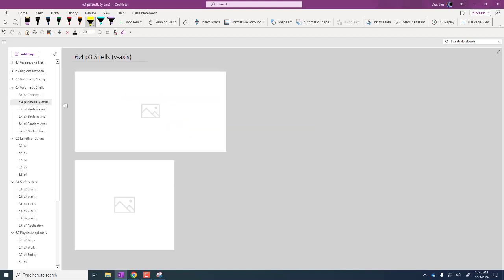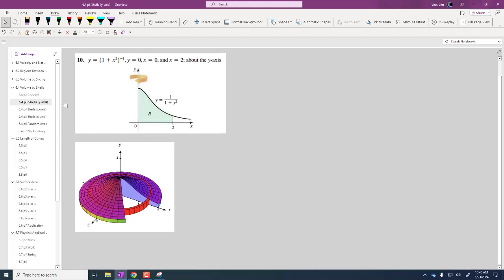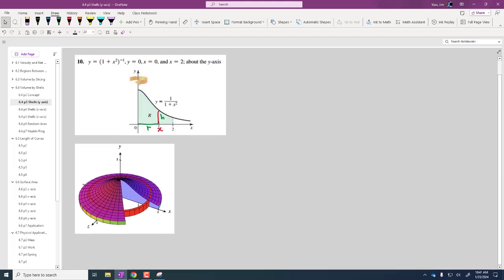All right, so let's try a shell. Very similar to the one we just loosely talked about. We've got this region here. It's going to rotate around and create a bell that does not have a hole in it. I'm going to think of that as the representative element at x. Anytime I draw a vertical element, I'll put an x, horizontal element, a y. When that vertical element rotates around the y-axis, it creates a cylinder. The radius of the cylinder is right here, and the height of the cylinder is right there. Everybody see that? So that element is going to rotate around and create this.